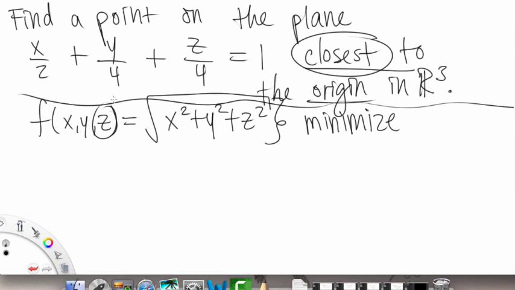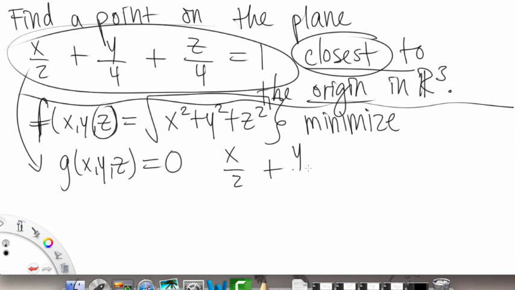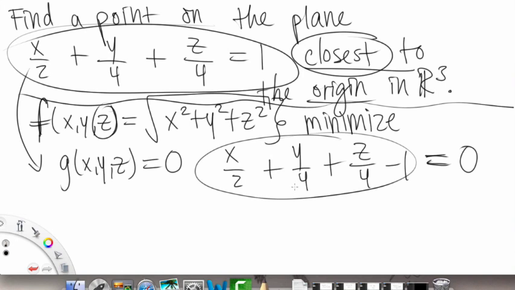Okay, and then on a side note, we're going to identify what this is. This is our constraint curve. But we want this constraint curve to equal 0, right? We have to have g of x, y, z equal to 0. So what we're going to do is subtract the 1 over to the left side. So we're going to have x over 2 plus y over 4 plus z over 4 minus 1 equals 0. Okay, so now we have it. This is the proper way to write it. So g of x, y, z is our constraint curve.